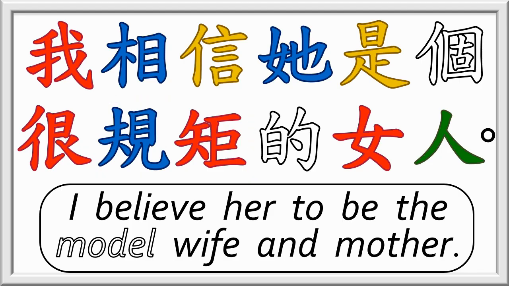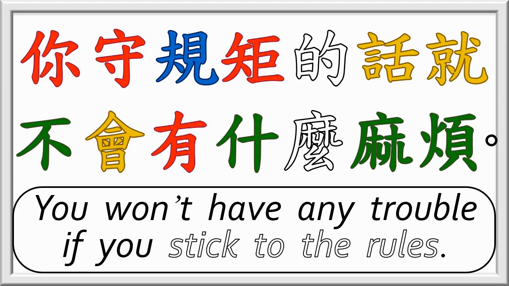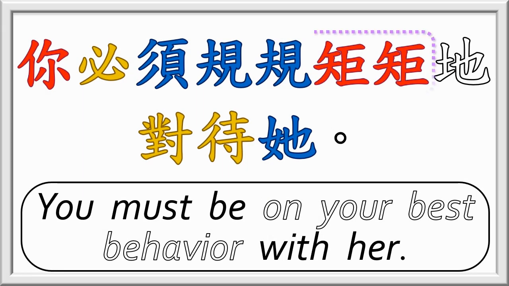我相信她是个很规矩的女人. I believe her to be the model wife and mother. 你守规矩的话，就不会有什么麻烦. You won't have any trouble if you stick to the rules. 你必须规规矩矩地对待她. You must be on your best behavior with her.